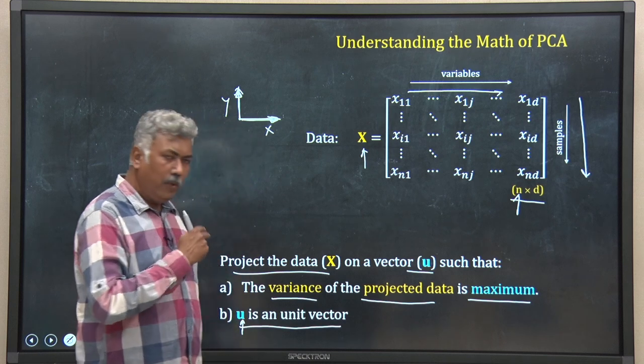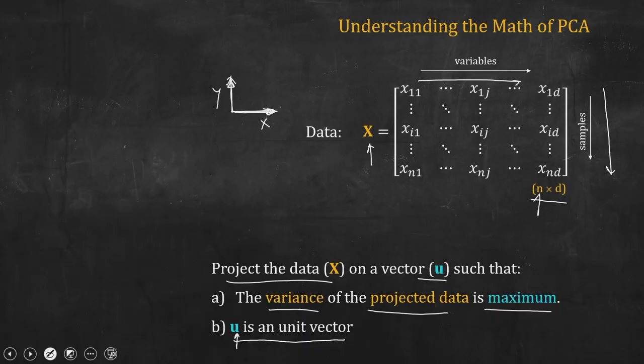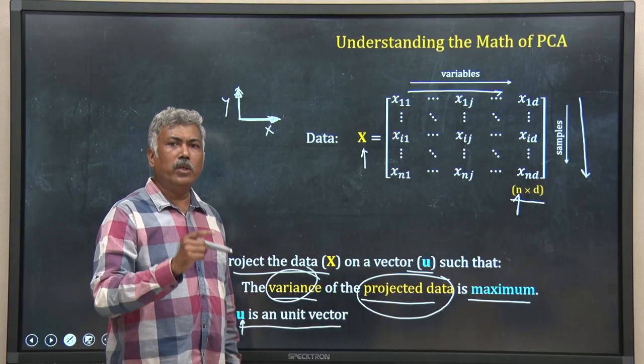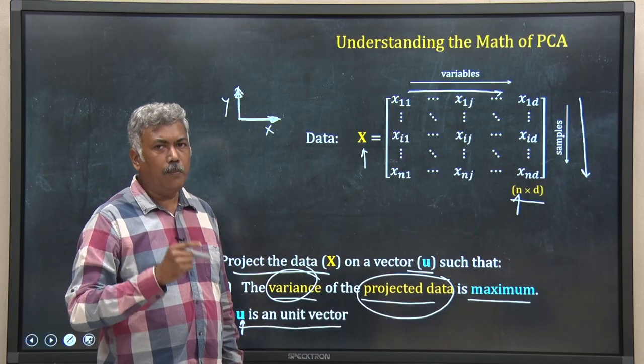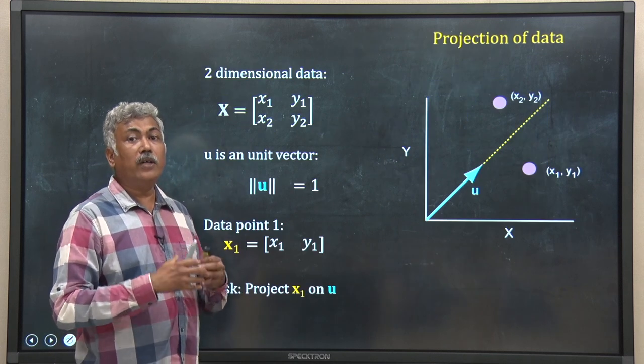Now, in this formulation, there are two key points. One is the variance, the other one is projected data. So, let me explain both of them first before we go into details of further steps of PCA. What is projection of a data on a vector?